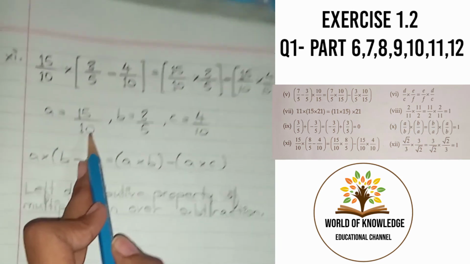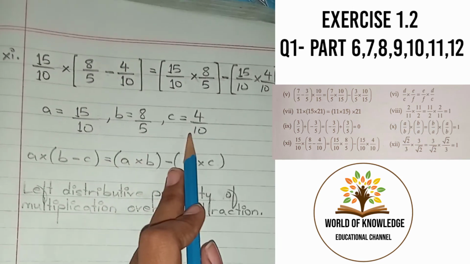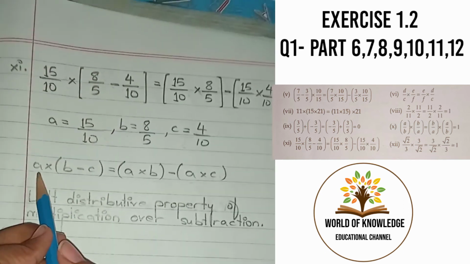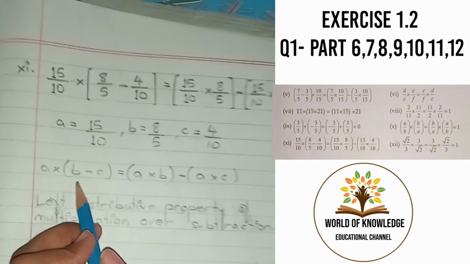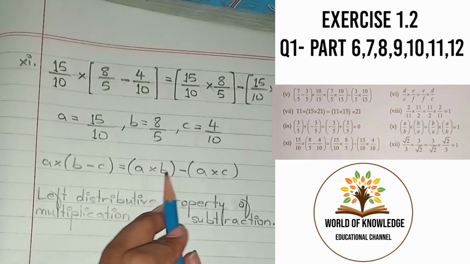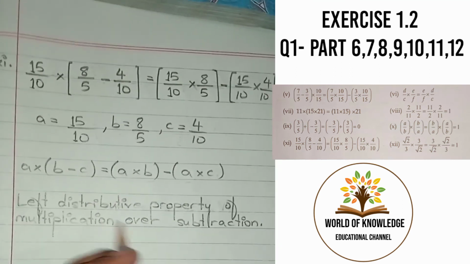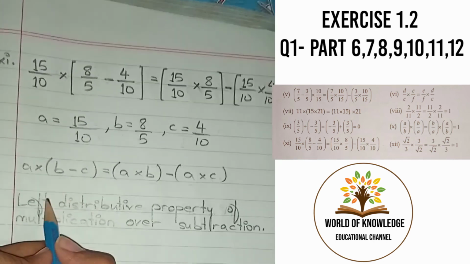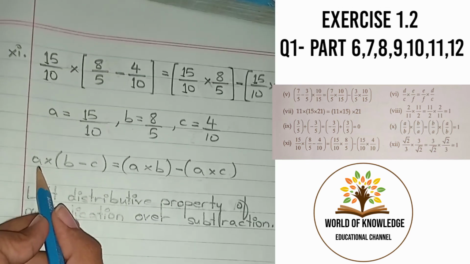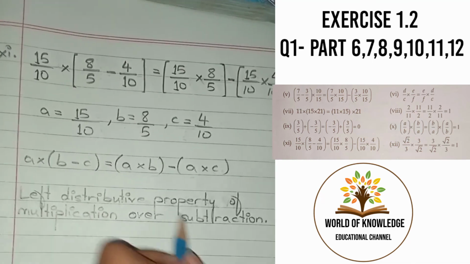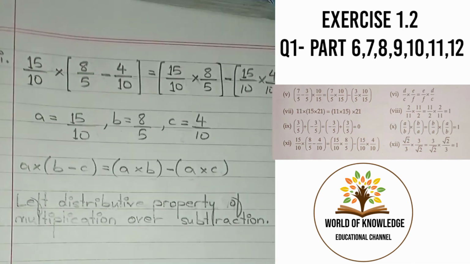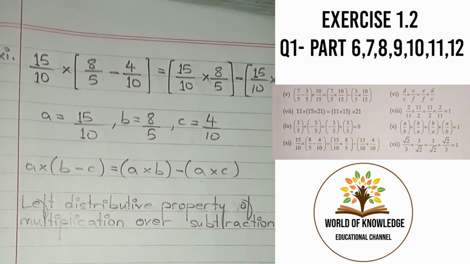In part 11, we do the same. We take a equals 15 upon 10, b equals 8 upon 5, c equals 4 upon 10. a multiplied by bracket b minus c bracket equals bracket a multiplied by b bracket minus bracket a multiplied by c bracket, and this property will be known as left distributive property of multiplication over subtraction. Why left distributive property? Because a is multiplying on the left side, and over subtraction because there is the sign of subtraction.